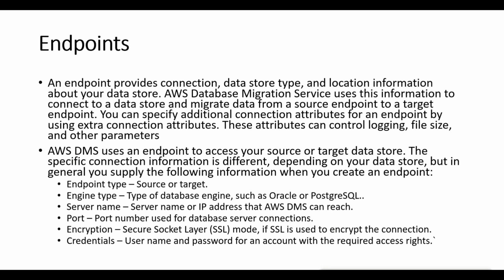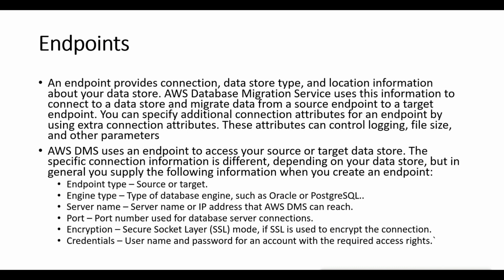The specific connection information is different depending on your data store, but in general you supply the following information: endpoint type, which can be source or target; the engine type depending on the database engine, let it be Oracle, PostgreSQL, DynamoDB or MySQL; the server name, you need to provide either the server name or the IP address where the DMS can reach; the port number, like the TNS endpoints; the encryption, the SSL mode if SSL is used to encrypt the connection; and the credentials, username and password for an account with the required access rights.